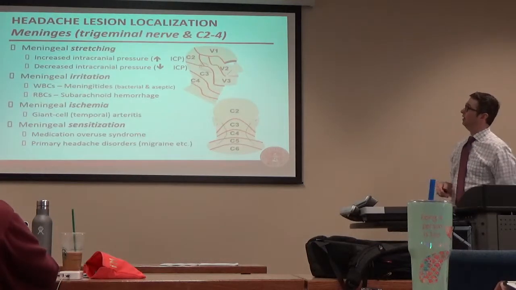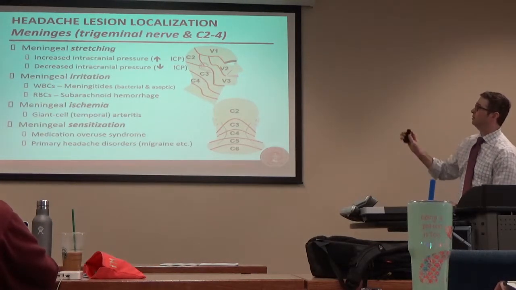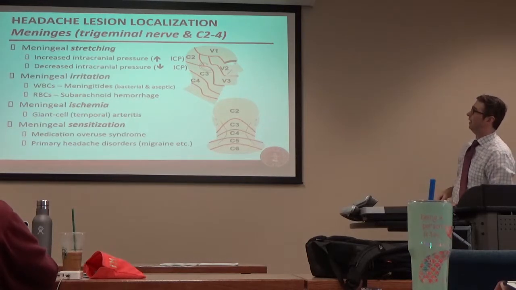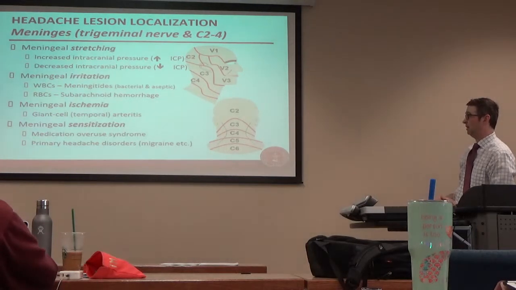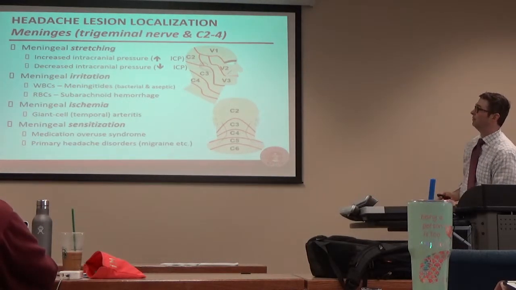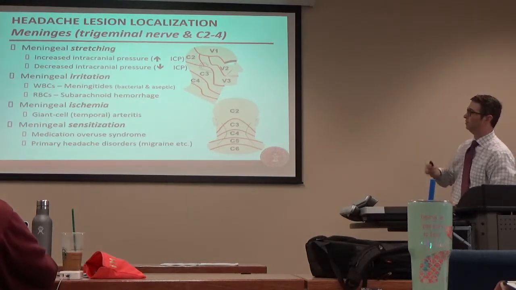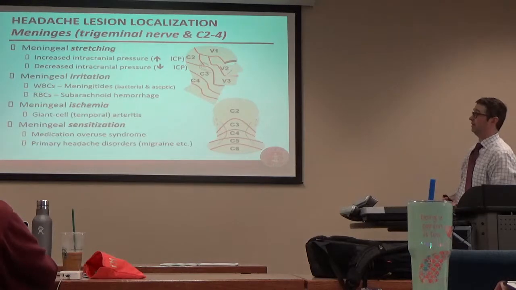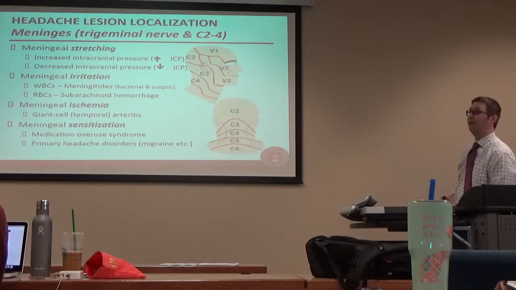headache and migraine. I'm going to skip the migraine part of this, but let's touch on the headache. Meningeal stretching from increased or decreased ICP causes headaches. Meningeal irritation causes headaches from white cells, such as meningitis, bacterial and viral. Red blood cells floating around in the subarachnoid space irritate the meninges. That's why a person that has a subarachnoid hemorrhage can get a stiff neck and act like meningitis.